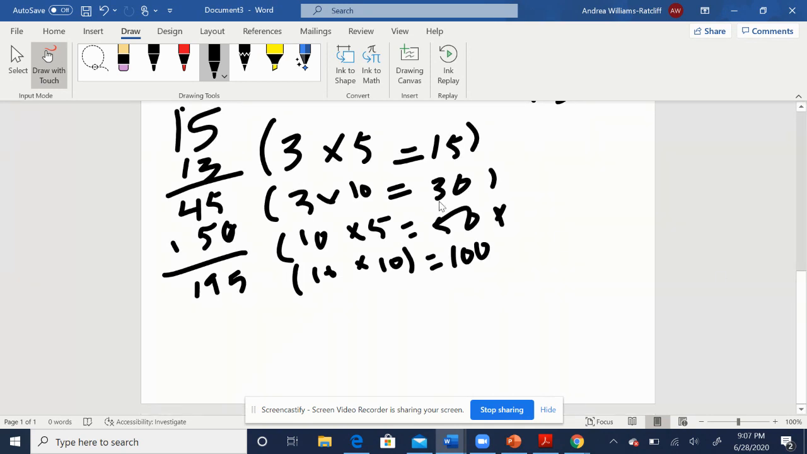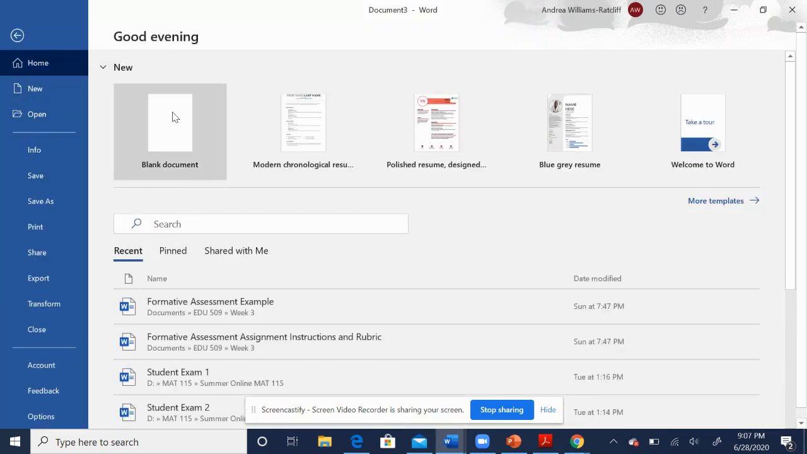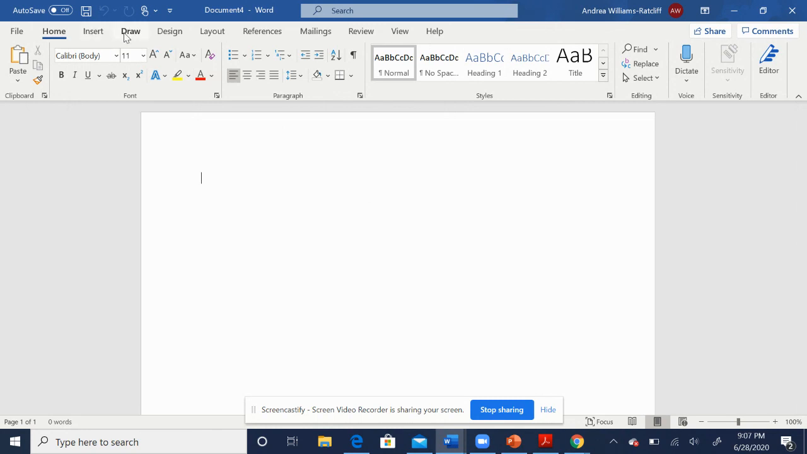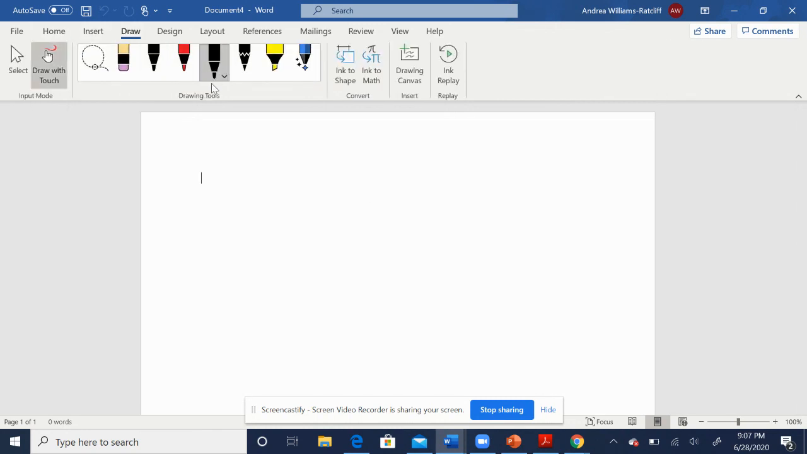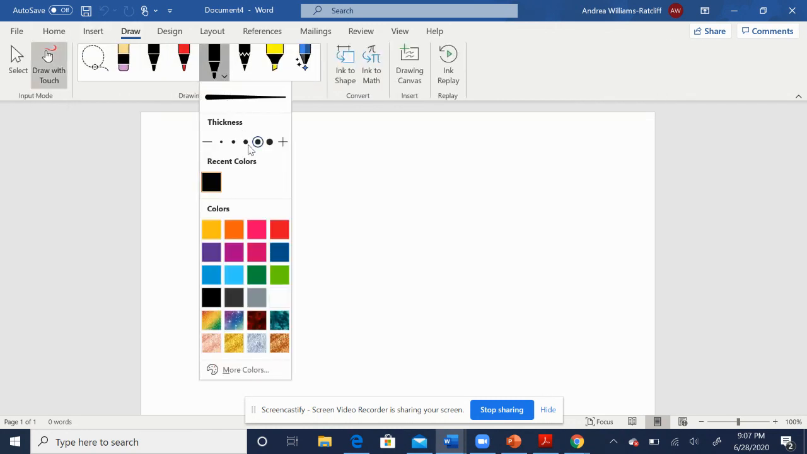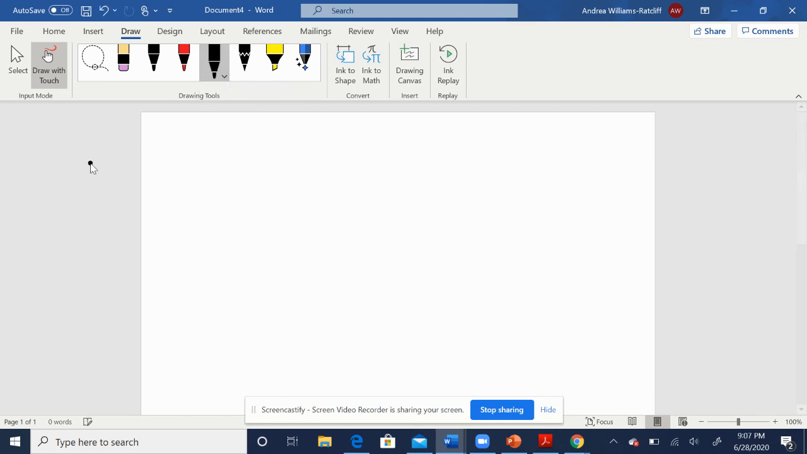Let's see if we can draw another one and try to work that out. So I'm going to get a blank document here, back to draw, and make sure that I am using the correct color. Okay, so let's say 12 times 21. Okay, and we're not even going to go to the procedure right now. We're just going to go ahead and start drawing that out.